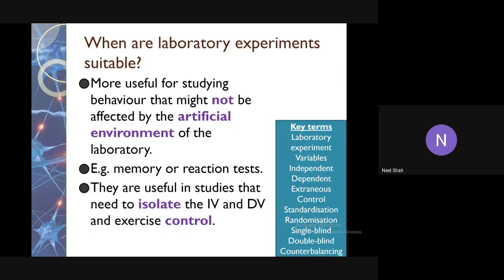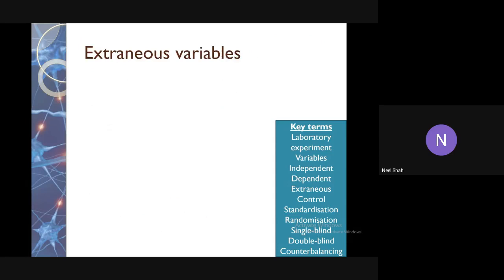So when do we use these lab experiments? We might use them for studying behavior that's not affected by the artificial environment of the laboratory. Some tests that you might do, people might be influenced to behave in a certain way outside of a lab, whereas if it's not like a day-to-day task, maybe the lab won't affect their results as much. So, for example, if you're doing a test on memory or reaction times, these would be good ones to do in a laboratory because they're useful if you need to isolate the independent variable and the dependent variable. You also have something called extraneous variables.